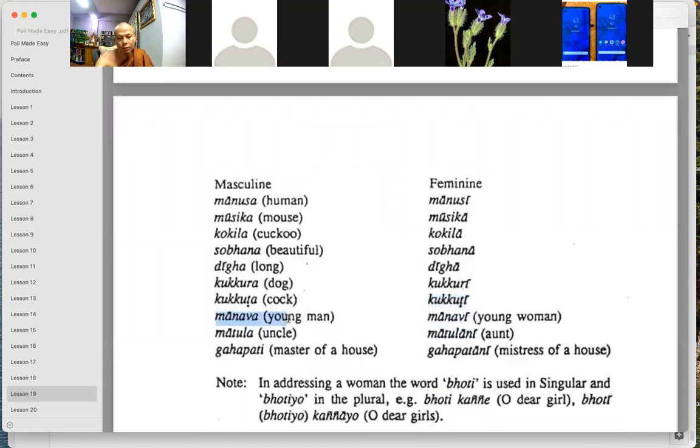And also manawa. Manawa is a young man, or maybe a boy or adult. But manawi, the young woman, an adult girl or something like that. And madula is uncle, and madulani, by adding the ani suffix, is aunt. So gahabadi, master of a house, and gahabadani, by adding the ani suffix like madulani, mistress of a house. But the ini form is not used there. So rajini, and malini, and so on.